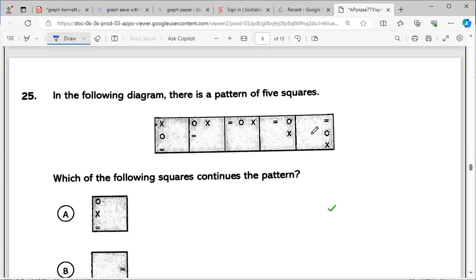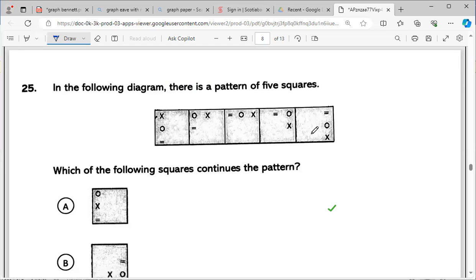Alright, look at this one carefully, guys. It says, in the following diagram, why am I reading, guys? Why am I not having any volunteers to read? Me, sir. Kayla Evans. Alright, go ahead, Kayla. Because remember, you are the one doing the exam. In the following diagram, there is a pattern of 5 squares. Which of the following squares continues the pattern?